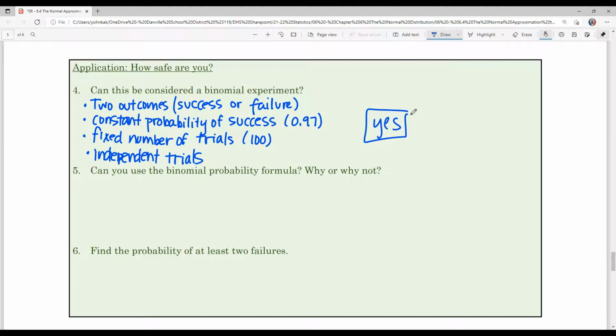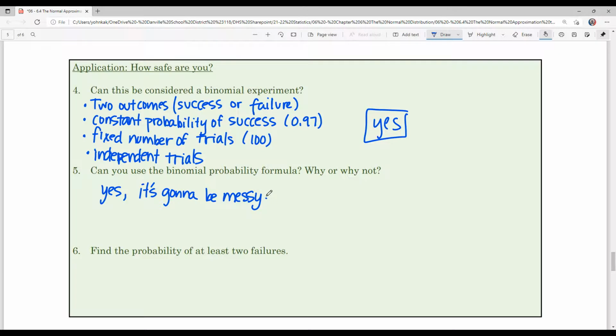Number 5, can you use the binomial probability formula? Why or why not? You could use it, however, it's going to be messy. The reason why it's going to be messy is you're going to be calculating up to 100 different calculations, and that can get really involved and confusing. So yes, you can do it, but it's going to be messy.